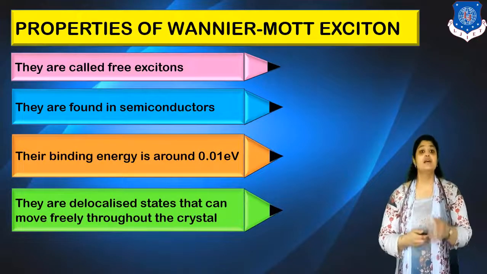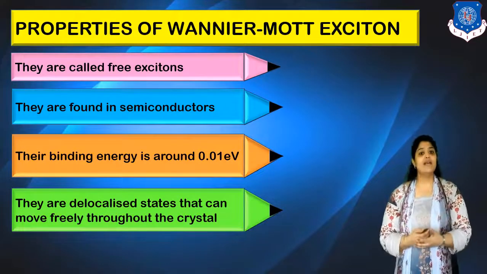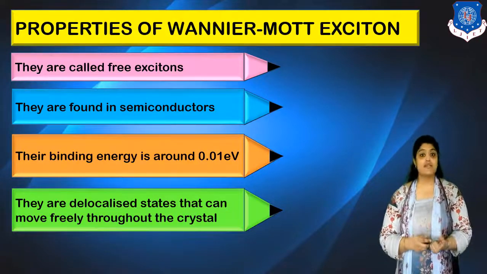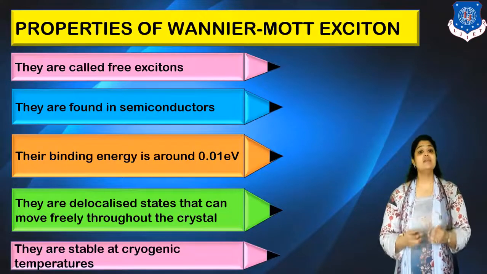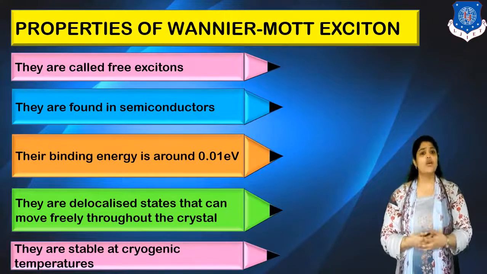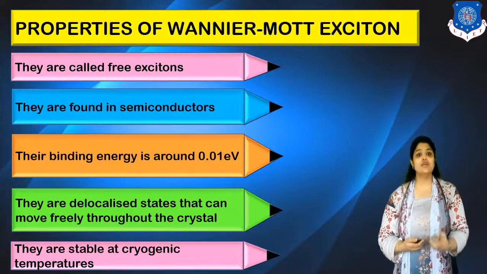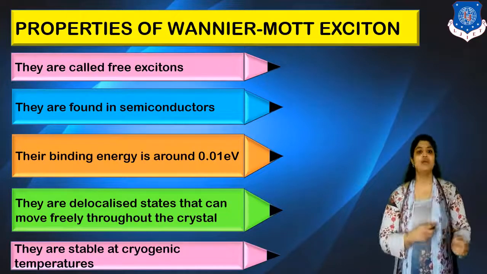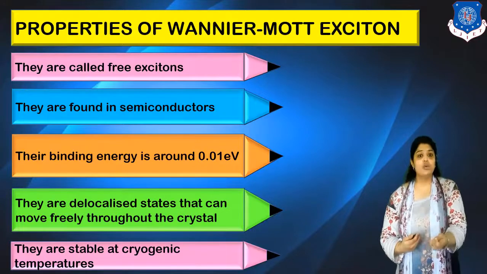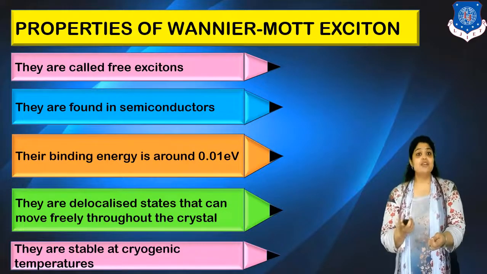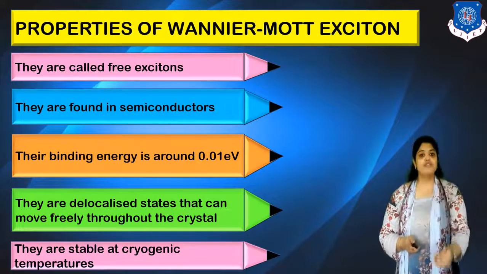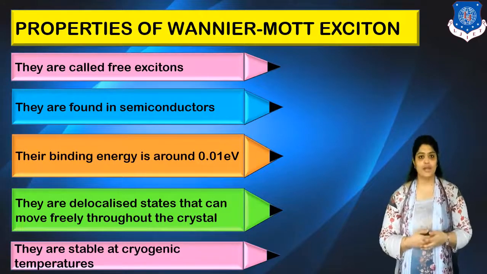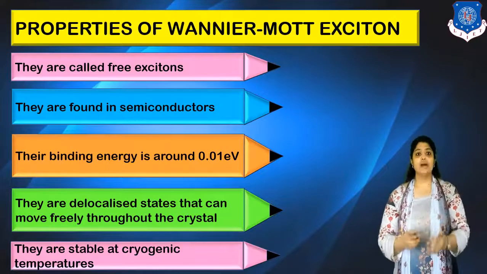The next property is they are delocalized states which can move freely throughout the crystal because of less attraction, of course. And the last property is they are stable at cryogenic temperatures. What do you mean by the word cryogenic? Cryogenic temperatures means very, very low temperatures. Even at room temperatures, the Wannier-Mott excitons won't be present. So they are stable only at very low temperatures. So this was about the properties of Wannier-Mott exciton.